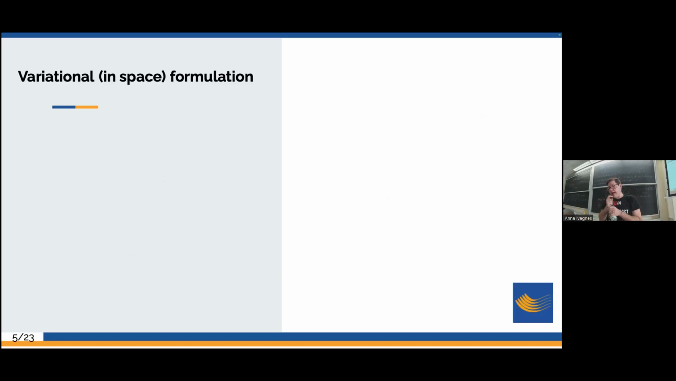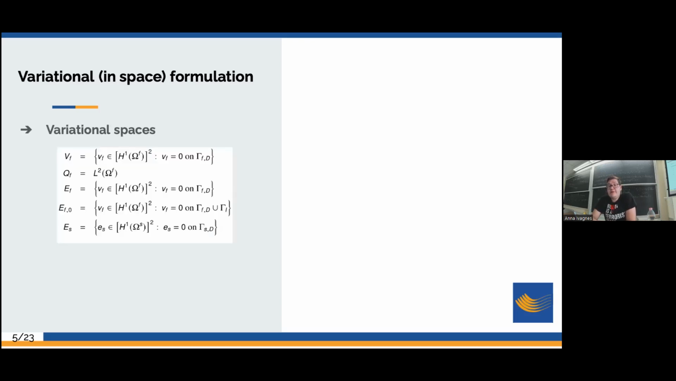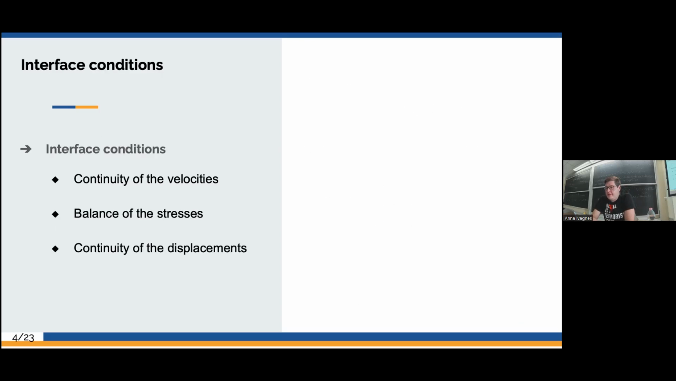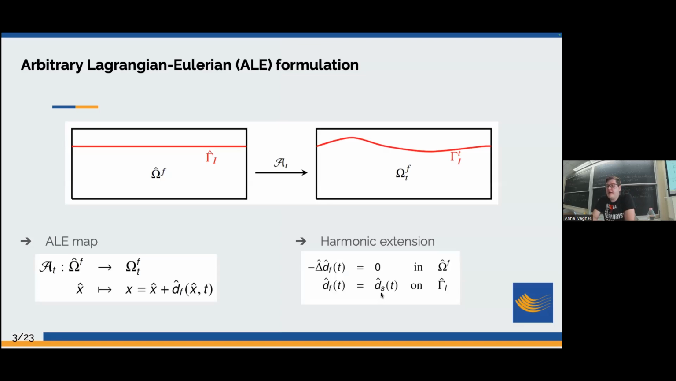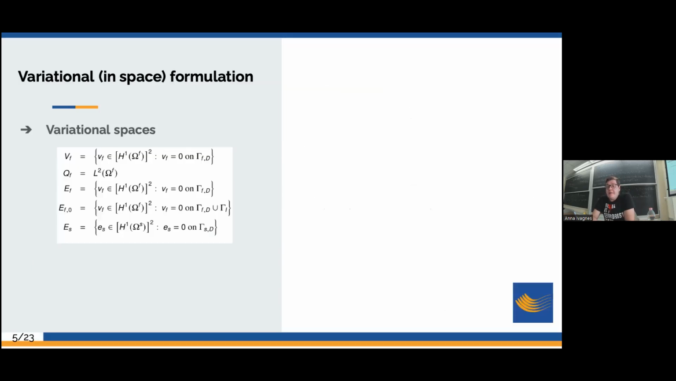So having posed a fully coupled problem, we move to the variational in space formulation. For that, we need to introduce the variational spaces, which is the following. We need a space for the fluid velocity, the fluid pressure, two spaces for real and test spaces for fluid displacement, because as I mentioned here, we have a Dirichlet condition on the interface, and then we also need a space for the structure displacement.